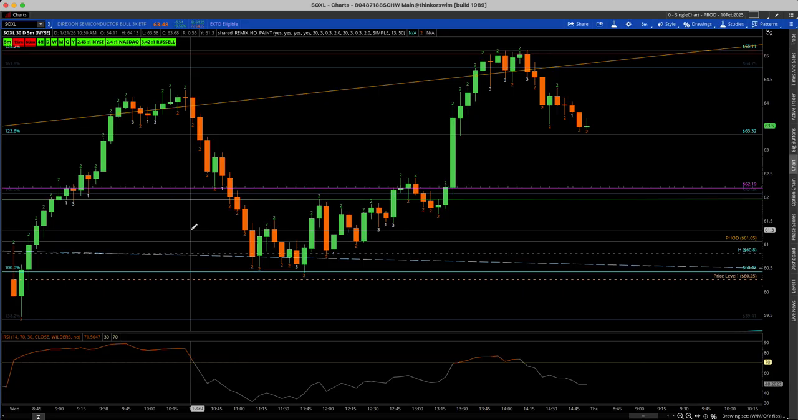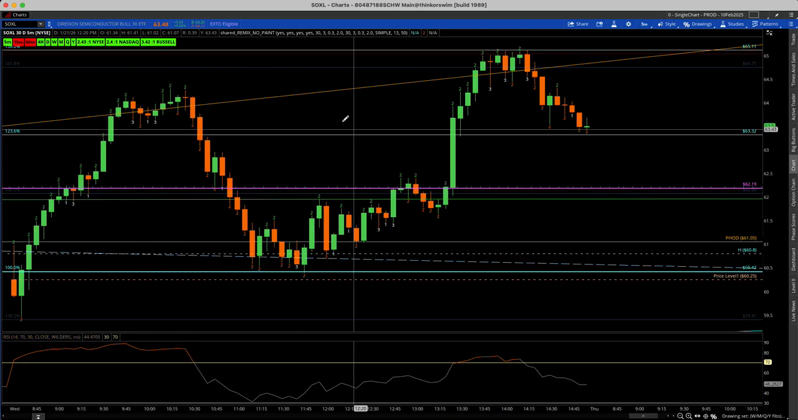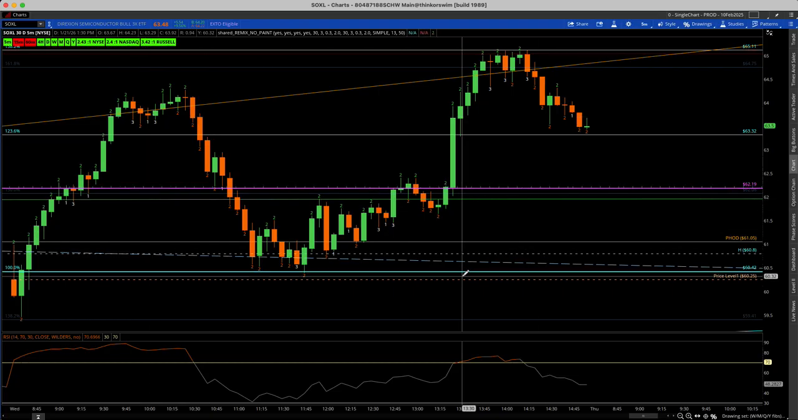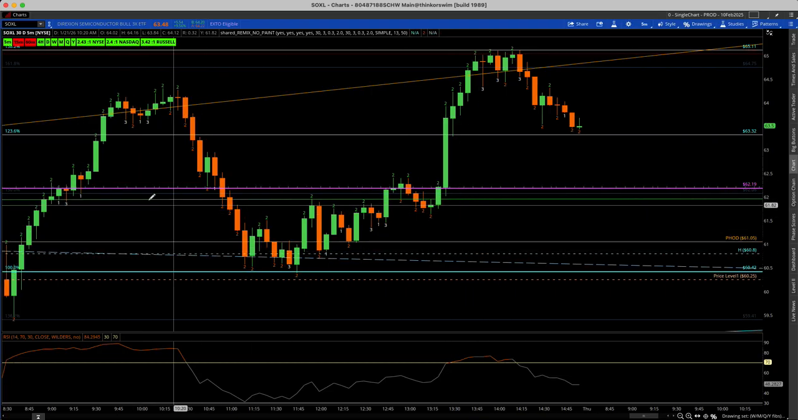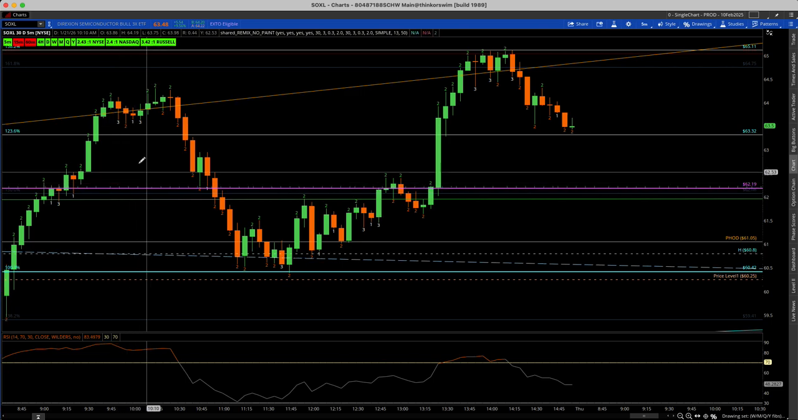But either way, we didn't enter puts for that downdraft. It would have been nice if we did, but it was more risk than we needed, right? We were above opening print. We're above overnight high. We're above previous day high. We were above last week's high.